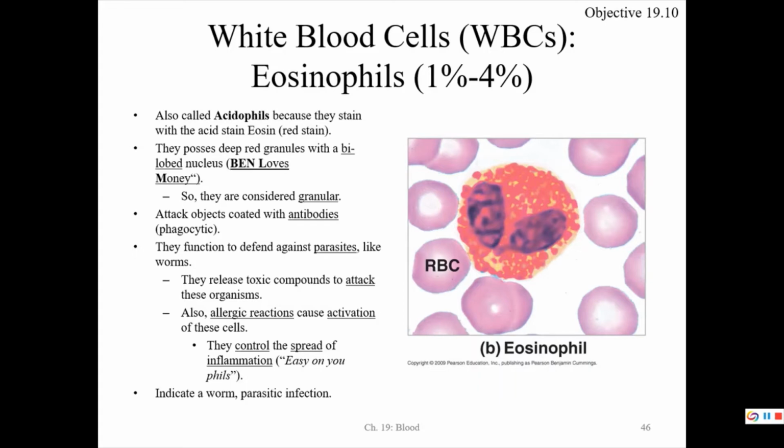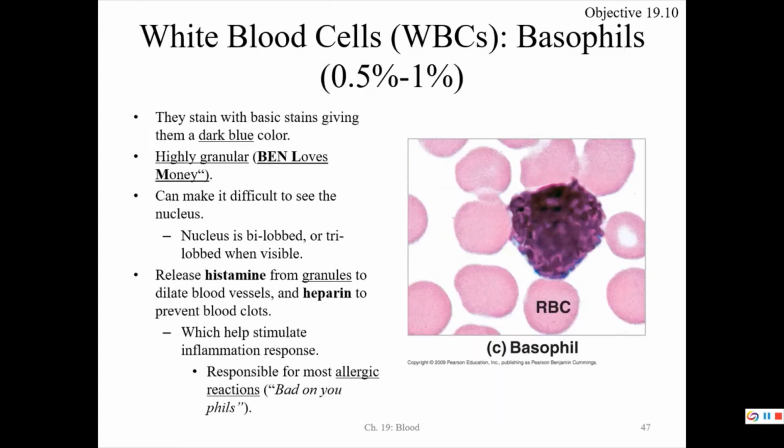So I say they're easy on you, Phils. Eosinophils are easy on you, Phils, so they prevent the spread of infections. They indicate worms, that you have worms.